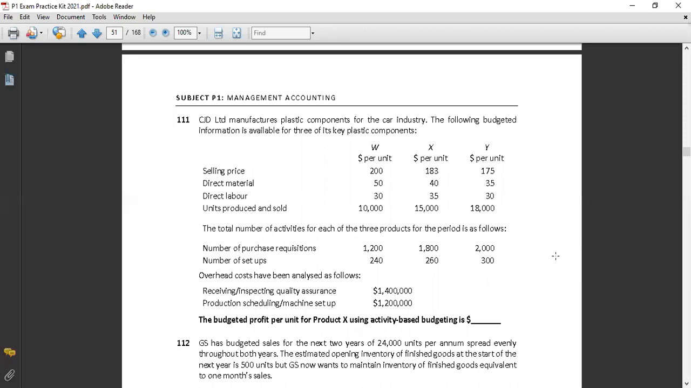We have two different overhead costs. One is receiving, inspecting and quality assurance. The next one is production scheduling and machine setup. So what is the first thing? If it is activity based budgeting, the principles of activity based costing are assumed. Then for each of the overhead cost amounts, we first need to take up the appropriate cost driver. So for receiving, inspecting, and quality assurance, and production scheduling, machine setup, what can be taken up as the cost driver?